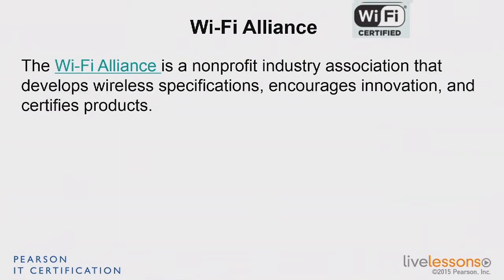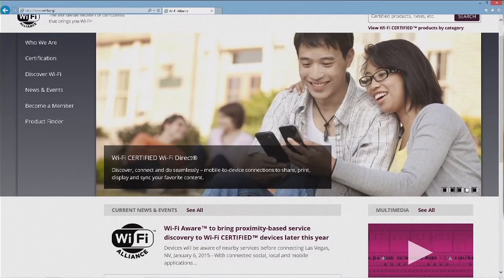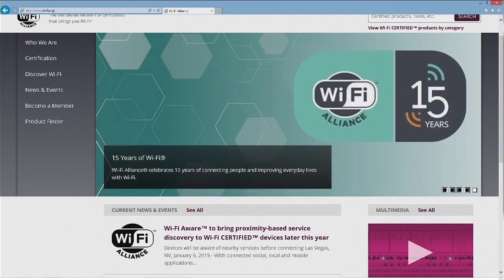The Wi-Fi Alliance is a nonprofit industry association that develops wireless specifications, encourages innovation, and certifies product. So if you're responsible for a wireless network, one of the places you should go in your research is the Wi-Fi Alliance so that you can see how products have been certified and what features and functionality they have. Let's take a look at the Wi-Fi Alliance. So we're out here, we can see they tell you who they are, certification, news and events, and product finders. This is a place that you should add to your list of research sites.